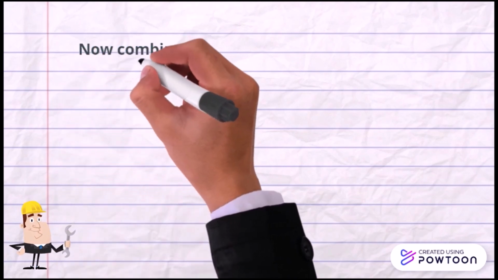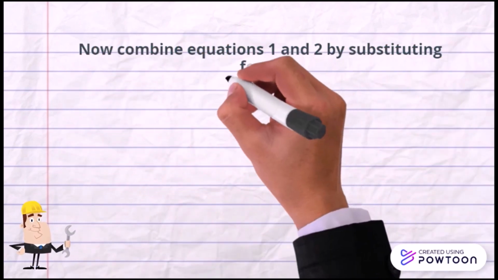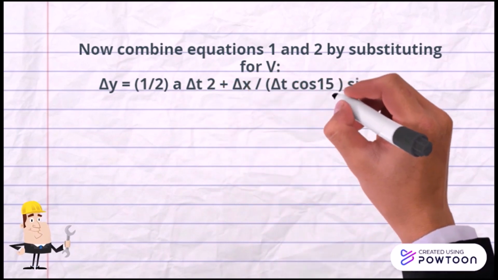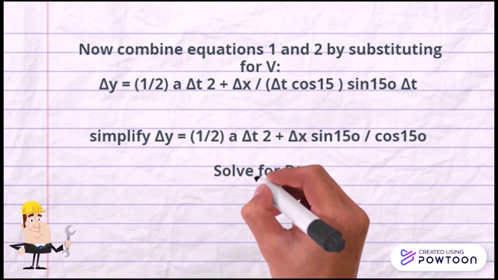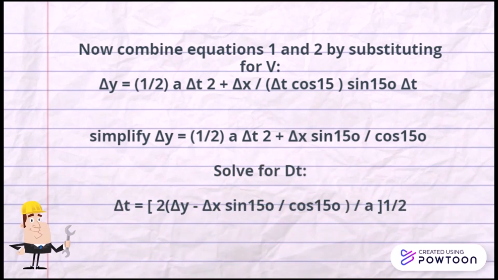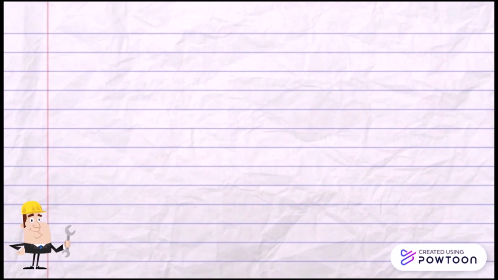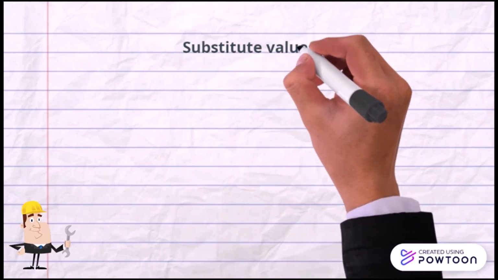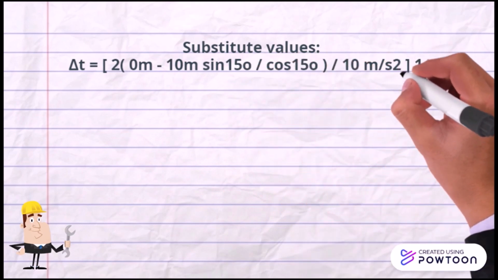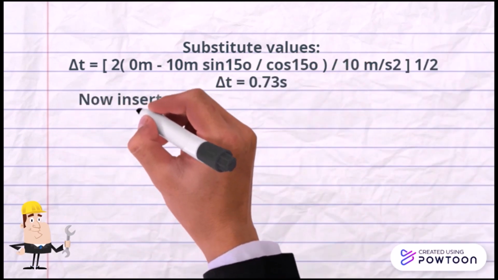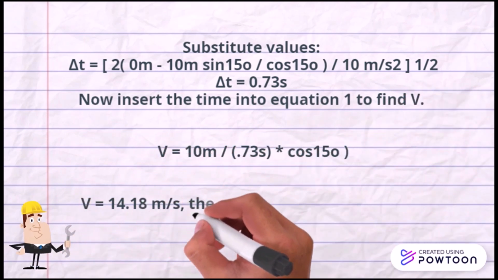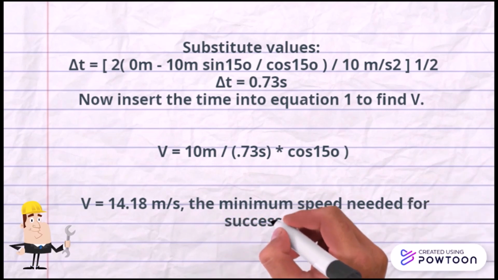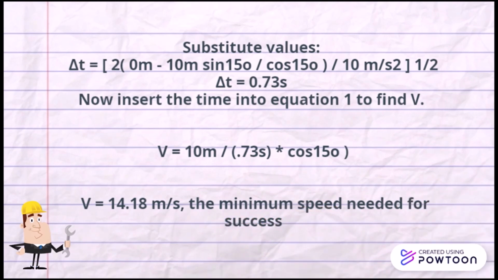Feel free to pause the video. Now combine equation 1 and 2 by substituting for v, and we will get this equation. Simplify the given equation, then solve for delta t, and delta t will be obtained. Substitute the values, and we will get delta t of 0.73 seconds. Now insert the time into the equation to find v, and 14.18 meters per second is the minimum speed needed for success.